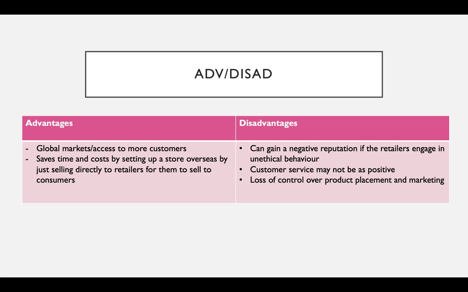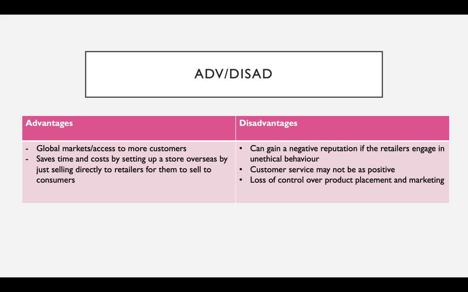So an advantage of a global retailer, again, you have global access to customers. Yeah, you can access more customers because you are working online. Again, not new information, just look back at the last outcome. Can also save time and costs if you choose to sell through a retailer to customers instead of opening up a store overseas. Disadvantages though, similar to the overseas suppliers, if all of a sudden the retailer starts to engage in unethical behaviour, they're not treating their employees very well, they have a really negative impact on the environment, that can always impact on the reputation of the business as well.